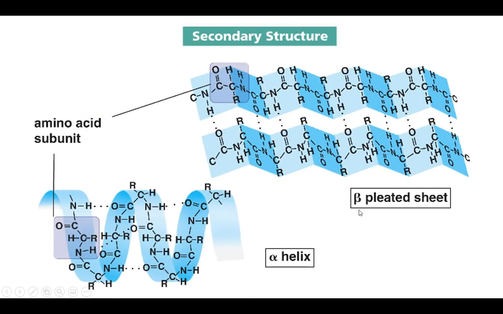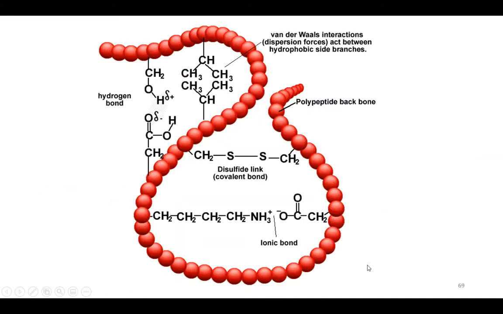So, this is the secondary structure. So, this is the amino acid subunit. So, this is a beta-pleated sheet, while this one is alpha helix. Because of some hydrogen bonds, hydrogen bonds, proteins form that kind of structure.